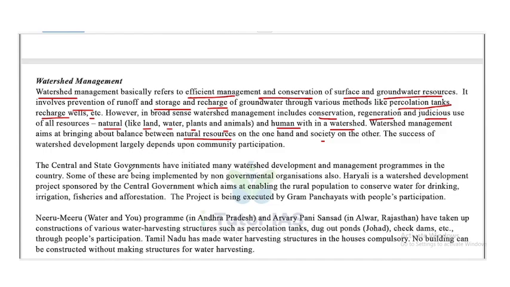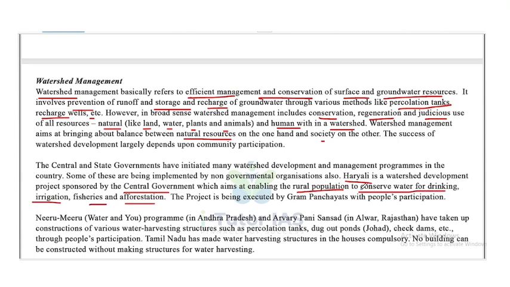The central and state governments have initiated many watershed development and management programs in the country. Some of these are being implemented by non-governmental organizations also. Hariyali is a watershed development project sponsored by the central government which aims at enabling the rural population to conserve water for drinking, irrigation, fisheries and afforestation.